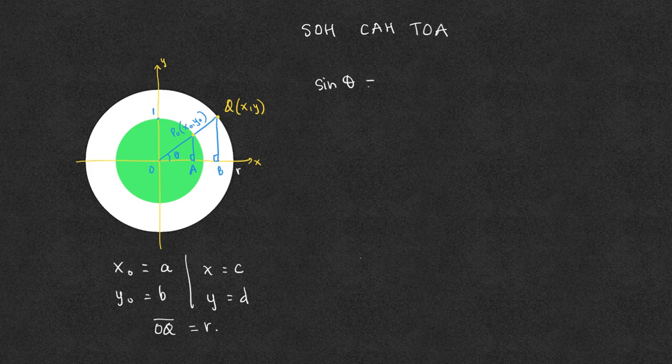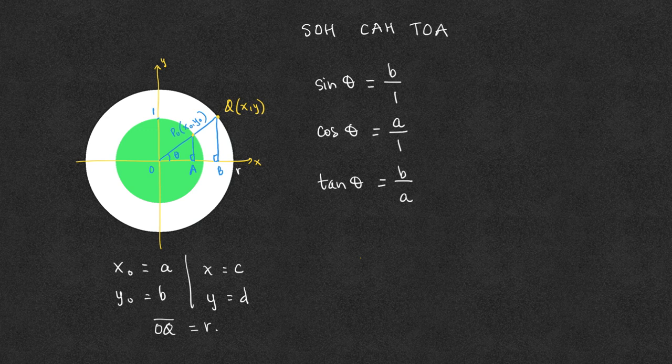Sine of theta is therefore the opposite, AP0, which is the vertical length y0 or b, over the hypotenuse, which is 1. Cosine of theta is the adjacent OA, which is x0 or a, over the hypotenuse 1. We are using the smaller triangle here. Tangent of theta is the opposite b over the adjacent, which is a.